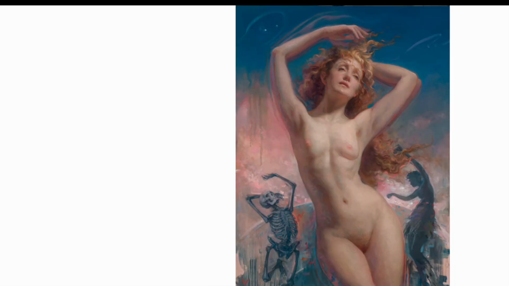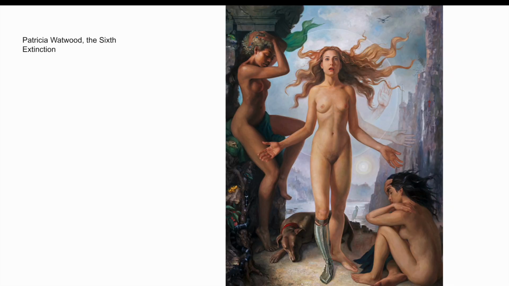This one, I forget, I thought I posted the titles for all these. I guess I forgot to. I forget who this is. We can imagine what allegorical figure she is. She's dancing. There's a skeleton dancing and a person dancing. This is The Sixth Extinction by Patricia Watwood.